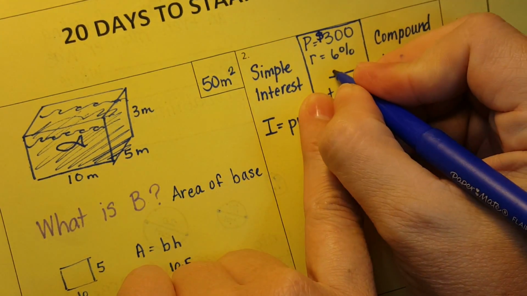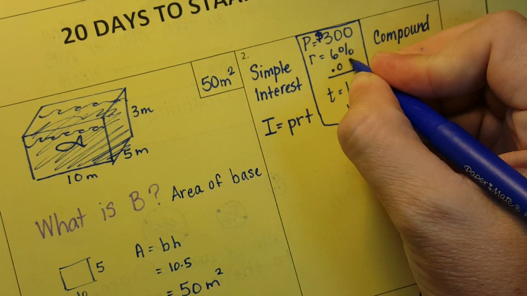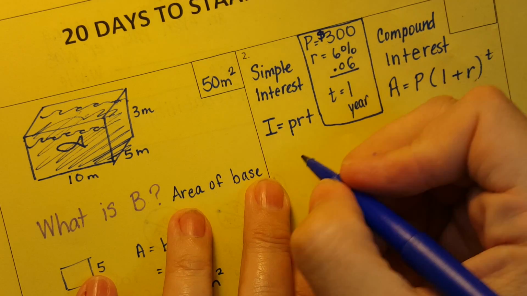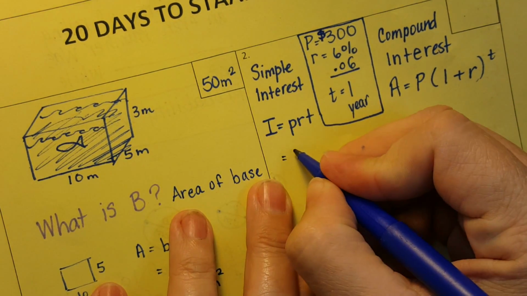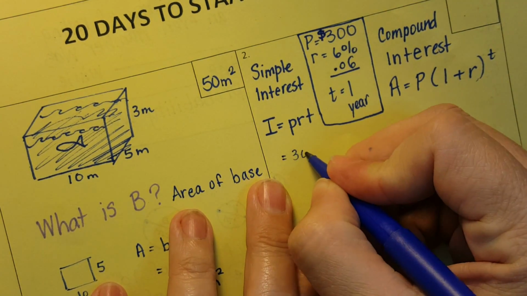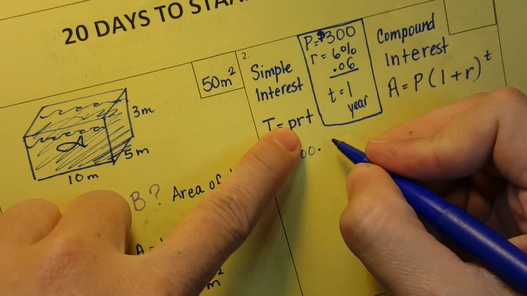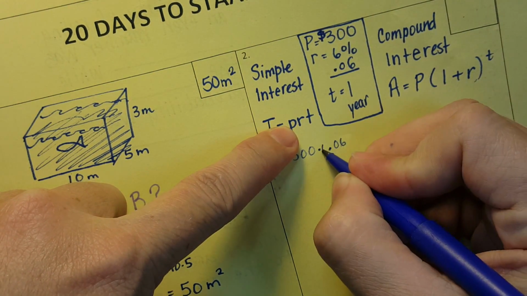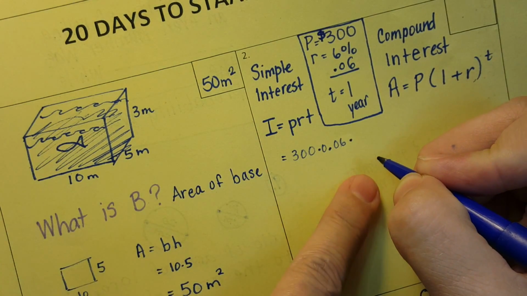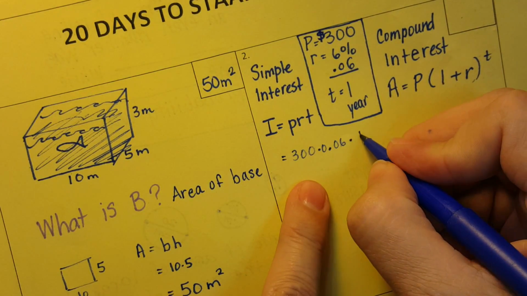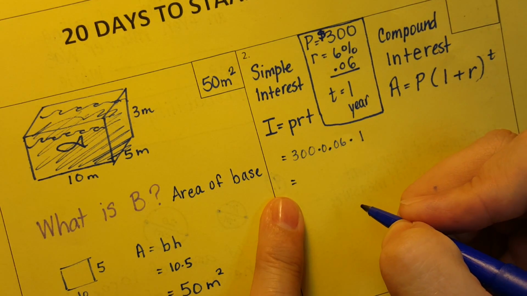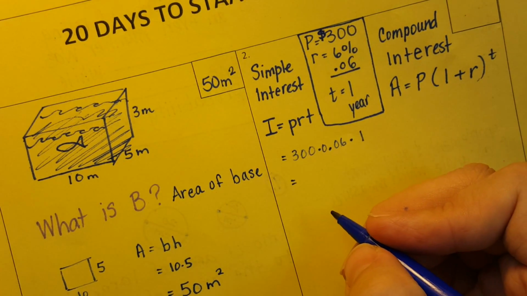So for both of these, that 6% is going to have to be changed to the decimal. And we're going to substitute those into the formula. So the principal is 300. We're going to multiply that times the rate, which is 0.06. And we're going to multiply that times the time, which is 1. So if you multiply 300 times 0.06, you get 18.